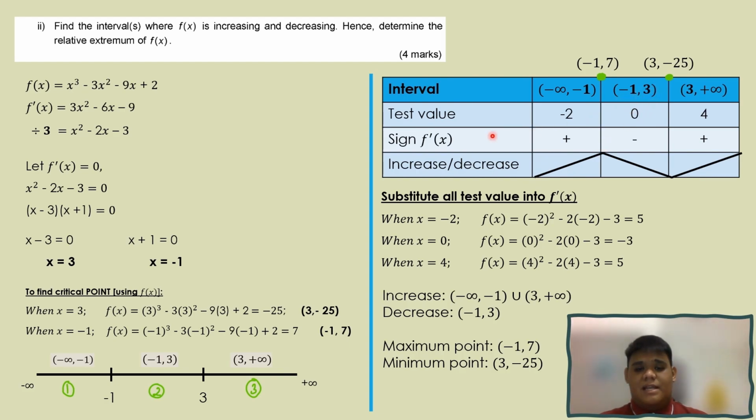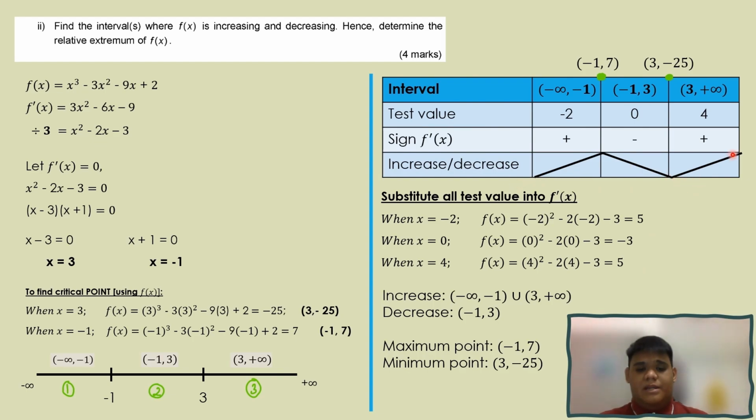We give test value 0 and then insert into the f prime x equation and we get -3. So sign of f prime x will be negative and graph will be decreased. And lastly, 3 to positive infinity, we give the test value 4. Insert 4 into the f prime x where we get positive and then the graph will be increased.